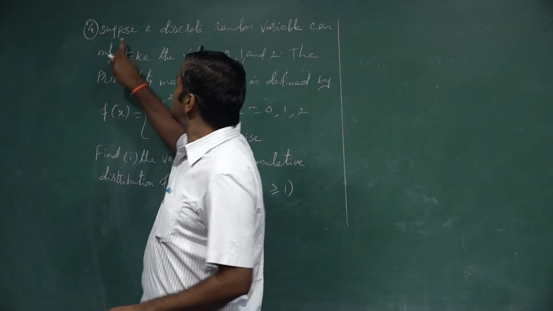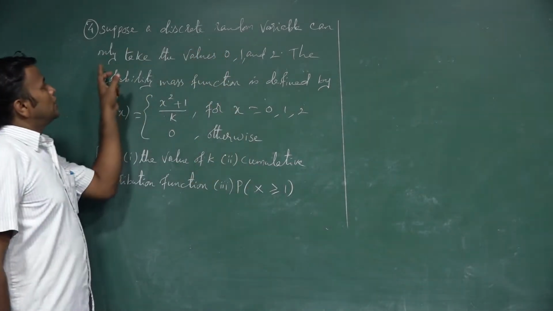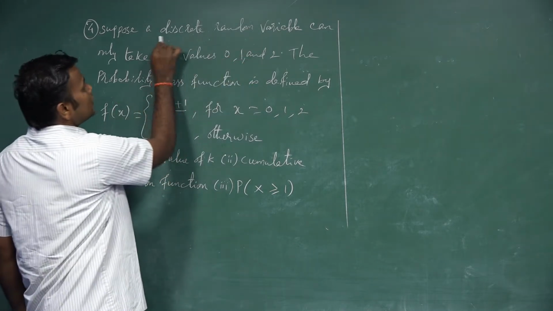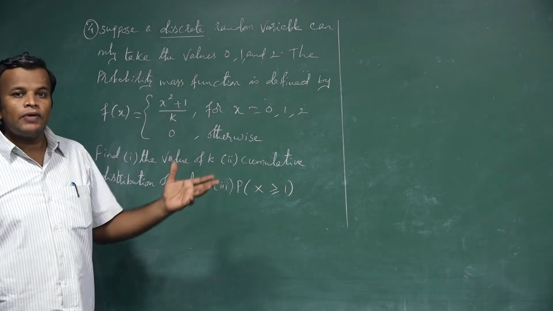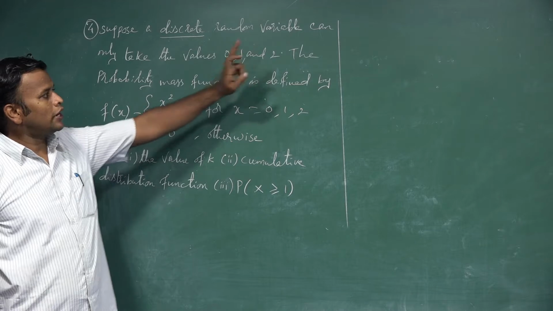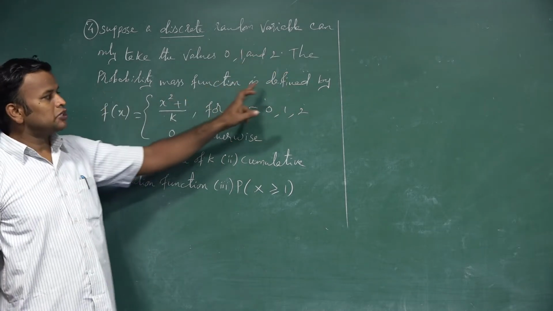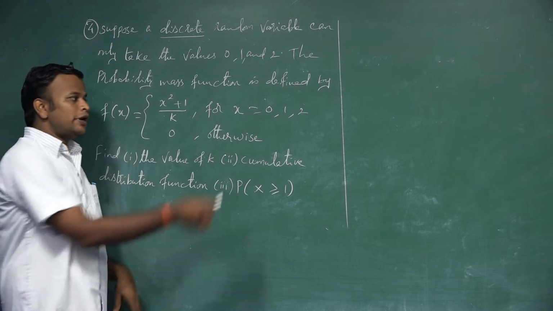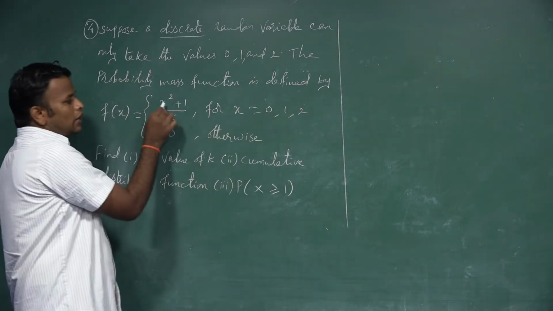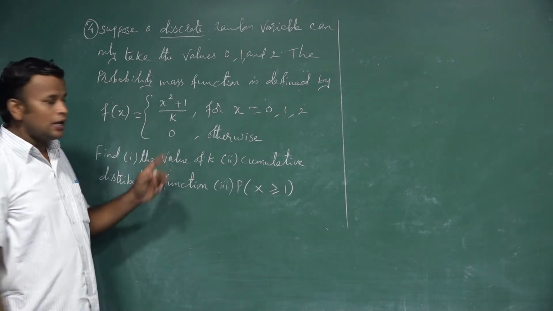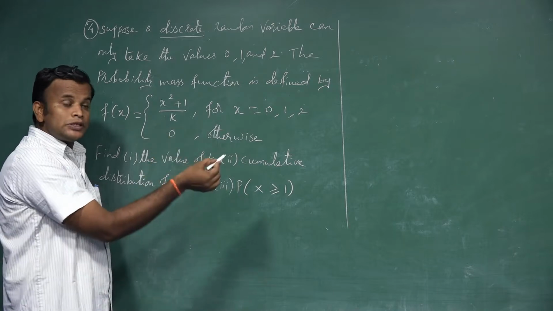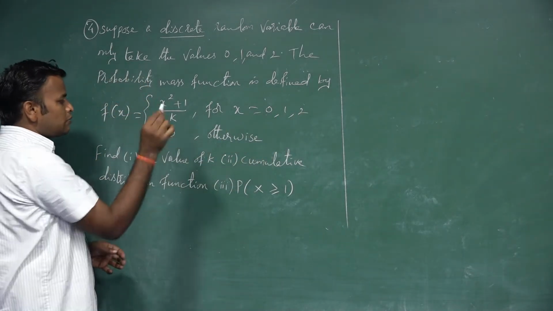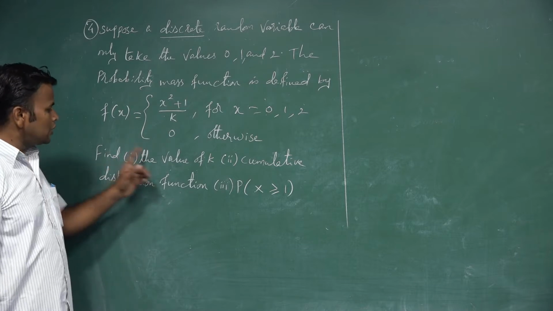Question number 4 is: suppose a discrete random variable can only take the values 0, 1 and 2. So it is given as a discrete random variable, and it can take just 3 values: 0, 1 and 2. The probability mass function is defined as f of x equals (x square plus 1) by k when x is 0, 1, 2, otherwise 0. Otherwise 0 means except these 3 values, for all the remaining values of x, f of x becomes 0.